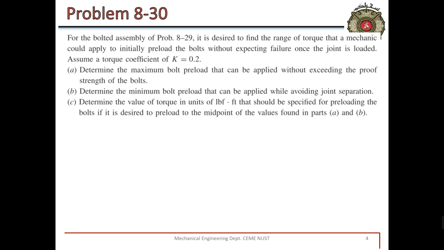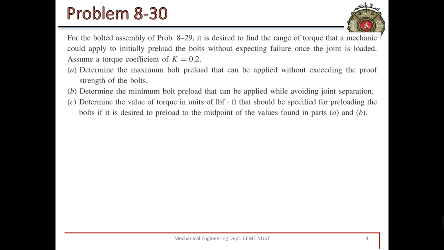It is desired to find the range of torque that a mechanic can apply. So we are concerned with the torque that is needed to apply for preloading. But how much is the preload? If you go to see part A, they have told us to determine the maximum bolt preload that can be applied without exceeding proof load. So we will assume that Fi is equal to Fp, not 75%, total Fp.